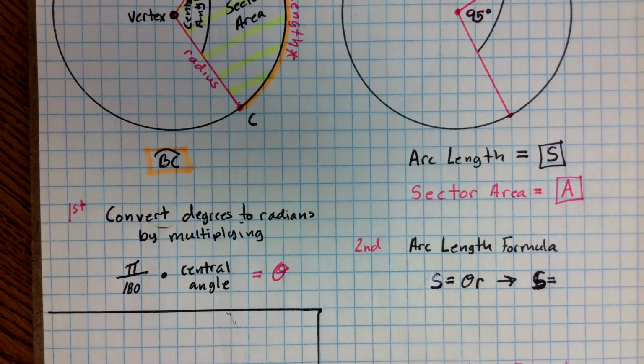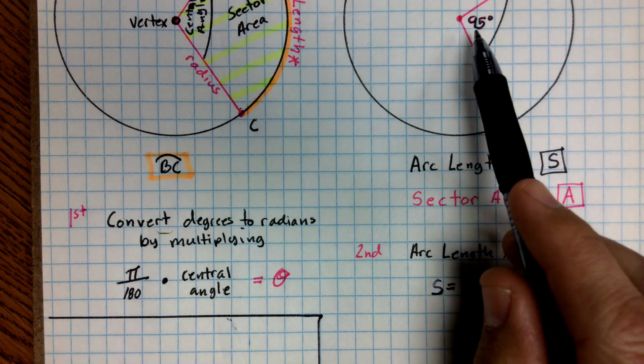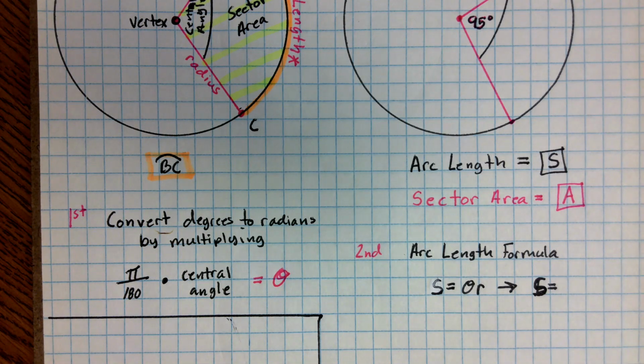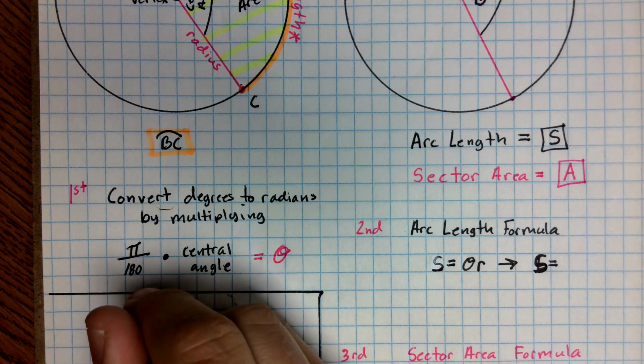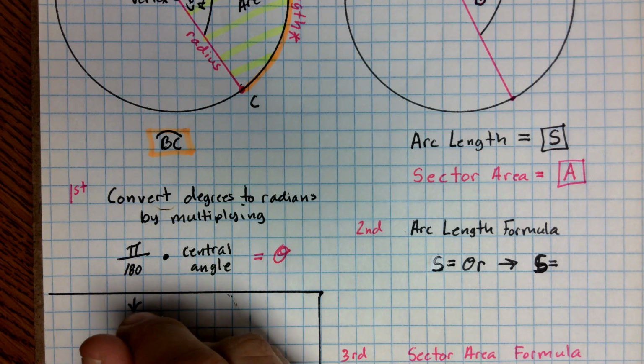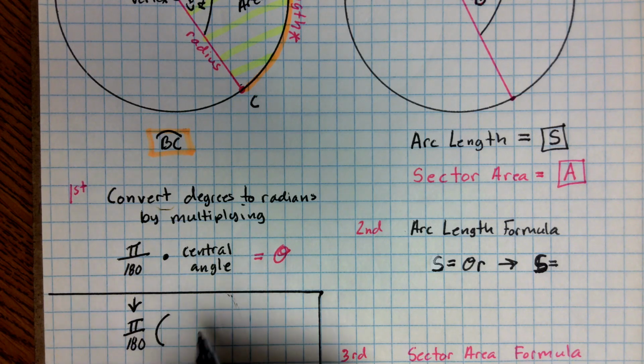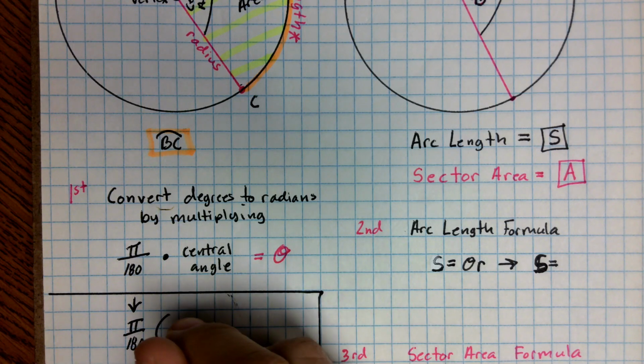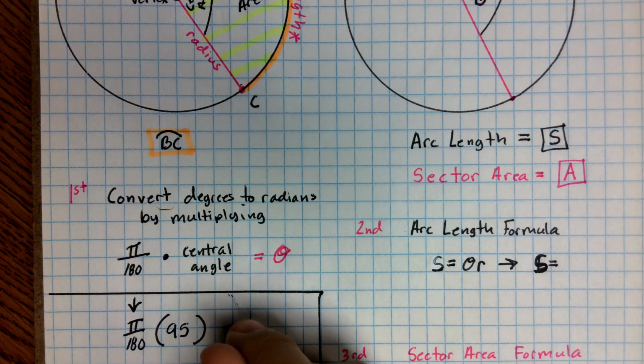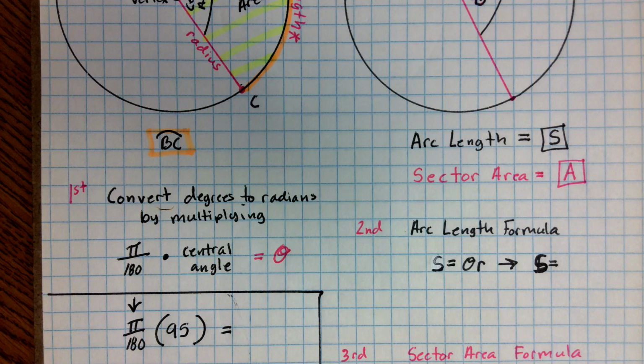I'm going to move this up a little bit. Notice we said earlier our central angle on this problem is 95 degrees, so I'm going to rewrite this up here. I'm going to write pi over 180 times, and I'll put parentheses, which means we're multiplying, and then write the 95 degrees in here. Whatever that gives me is going to be theta, which we'll use in our formula.